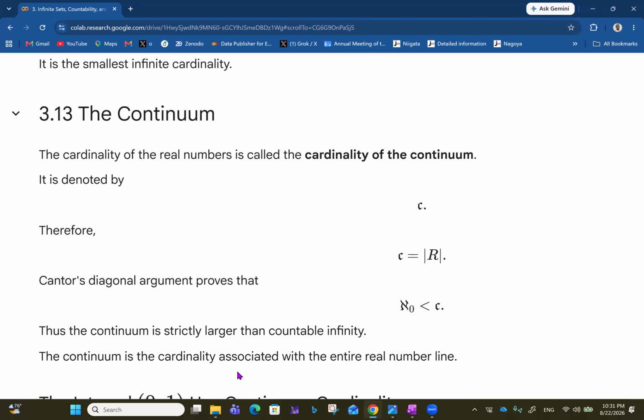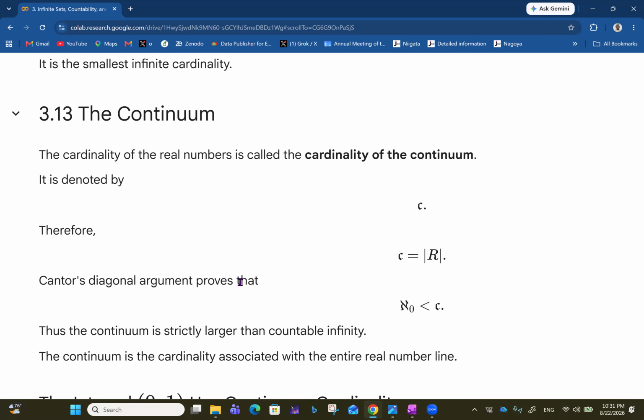Then we go ahead to talk about the continuum. The cardinality of the real numbers is called the cardinality of the continuum, and it is denoted by C. Therefore, C is the cardinality of R.